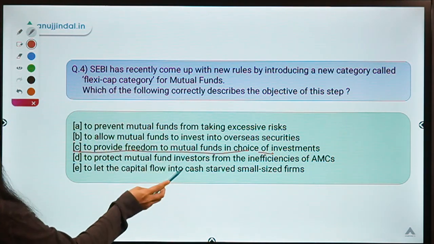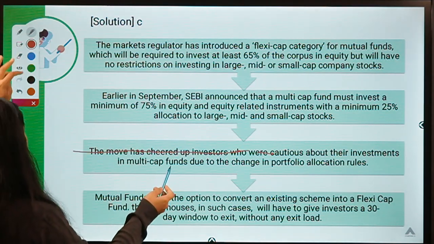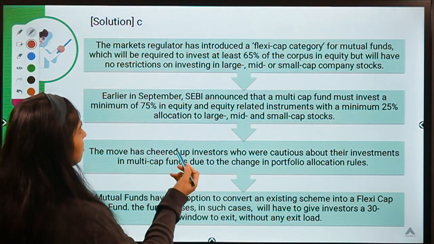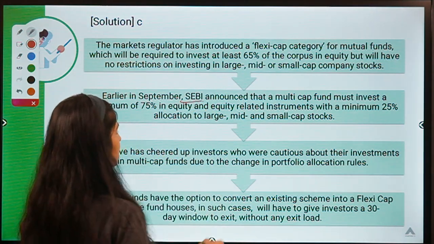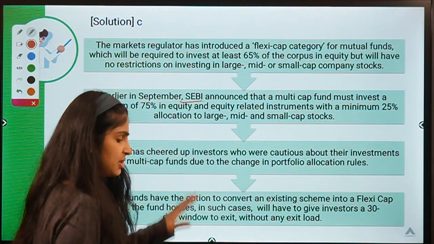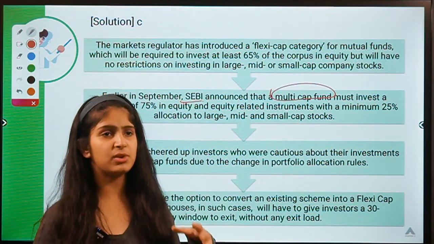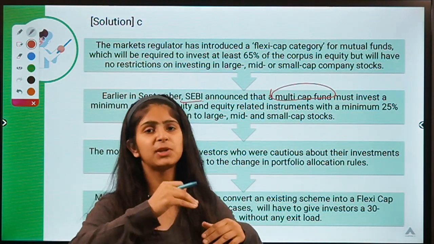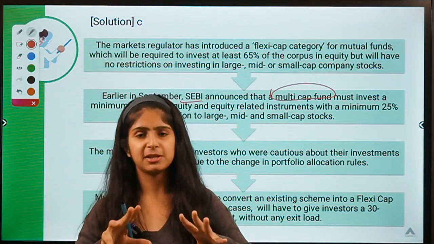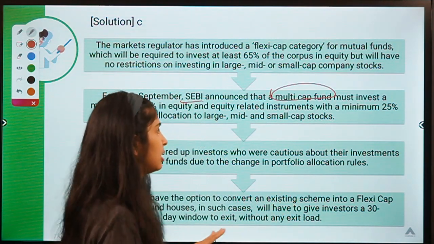Right. So before understanding that, let us understand what happened in September. In September, SEBI came up with some new rules for a multi-cap fund, which invests into companies of different sizes. So they can invest some money into small cap, some money, cap here refers to capitalization, some money into mid cap and some money into large cap.